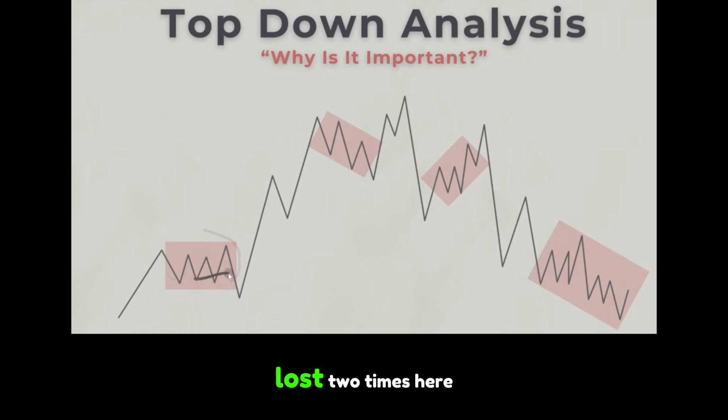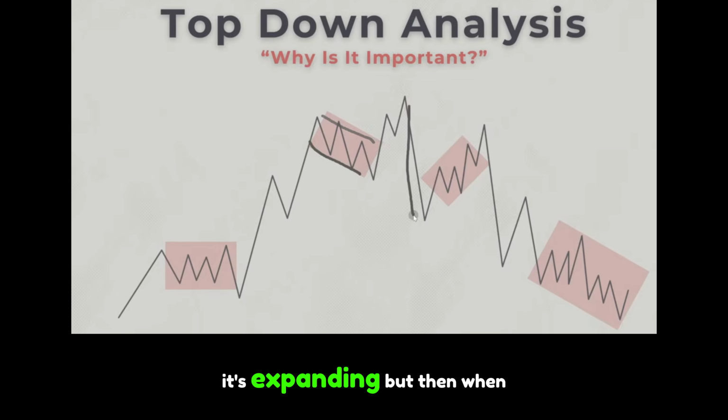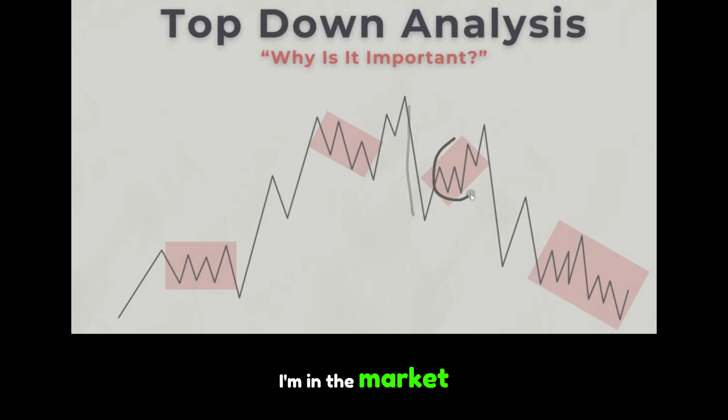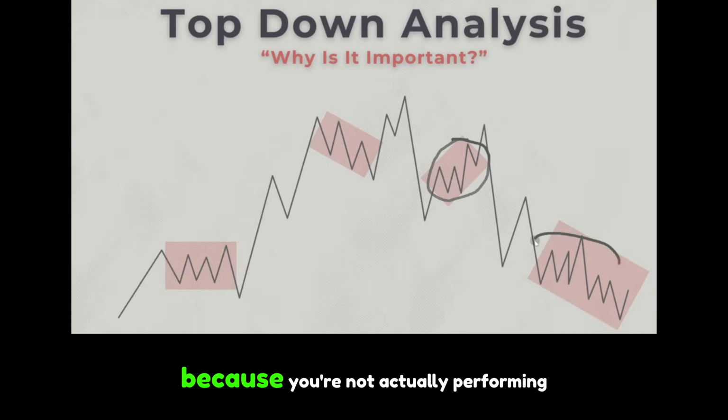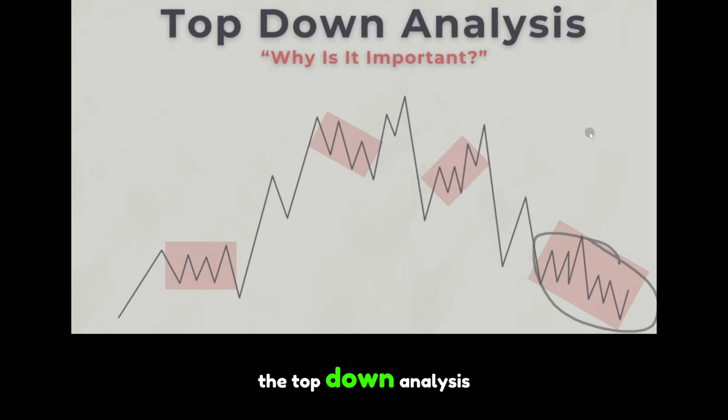Why? So let's say you lost 2 times here, and the market only wants you to give up, not trade, and then the real trade is going to happen. And the same thing here. So let's say you enter here and you're like, okay, why is this market ranging? Why, when I'm out of the market, I'm not trading, it's expanding, but when I'm in the market, it's ranging? What's the matter here? It's not about you. It's about your technicals. It's not about the psychology. You're trading in this because you're not actually performing the top-down analysis.